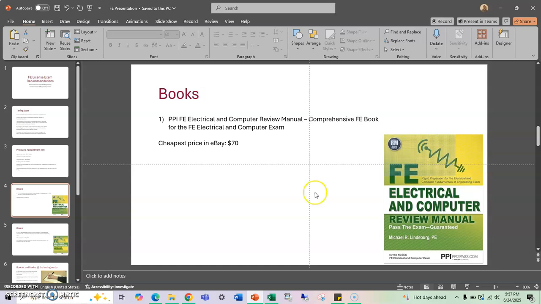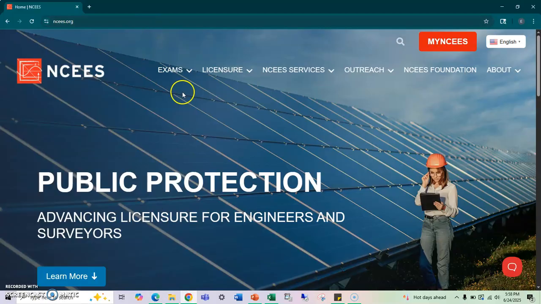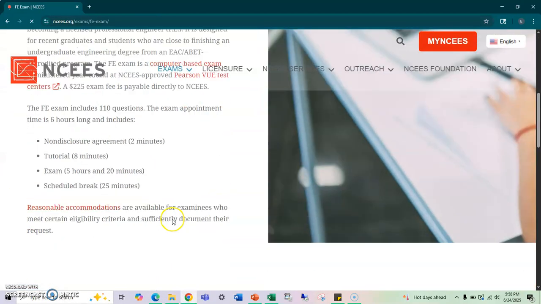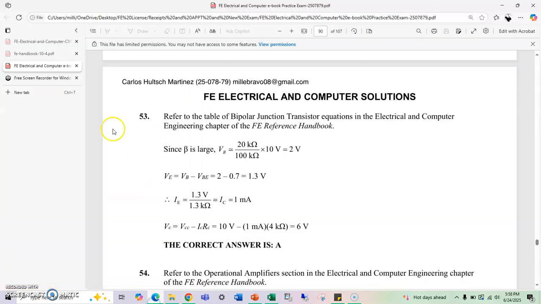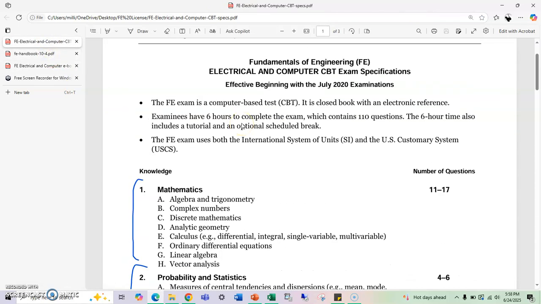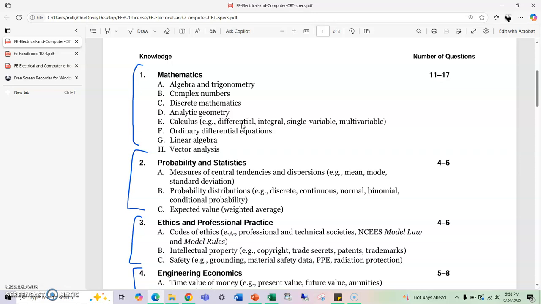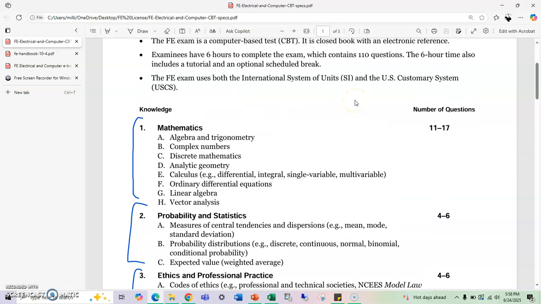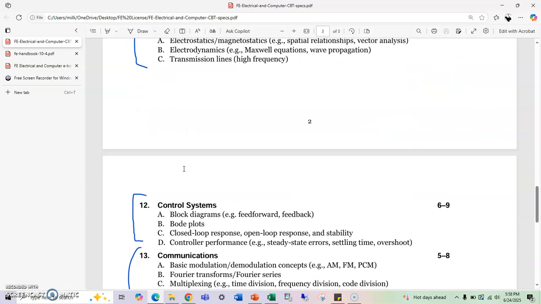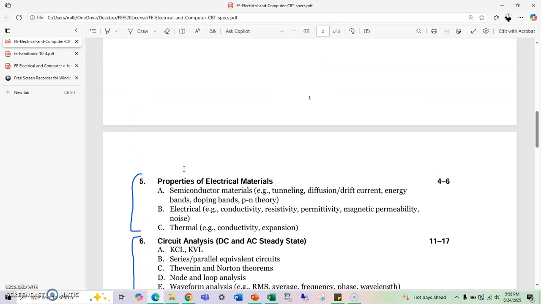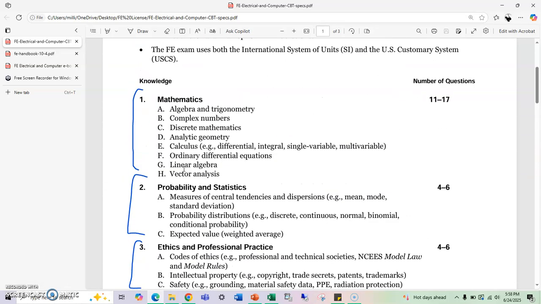This manual has mostly the review material, and they divide the book by topics. So, for example, if you go to the NCSS and you go to the FE exam, and then to the specifications for the electrical and computer engineering, you will get this PDF. I have heard a lot of people say that study this, study that. I'm gonna tell you that the 110 questions is divided by the number of questions for each topic. There are 17 topics, so for example, I have heard people saying that they got like 20 questions on the controls part. I doubt that was true.